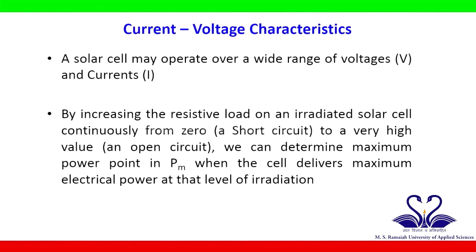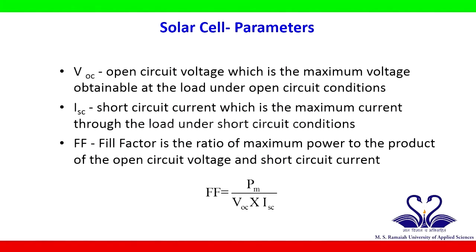By varying the resistive load, we can plot the current voltage characteristics of a solar cell. The important electrical parameters of solar cell are open circuit voltage, which is the maximum voltage obtainable at the load under open circuit conditions; short circuit current, which is the maximum current through the load under short circuit conditions.